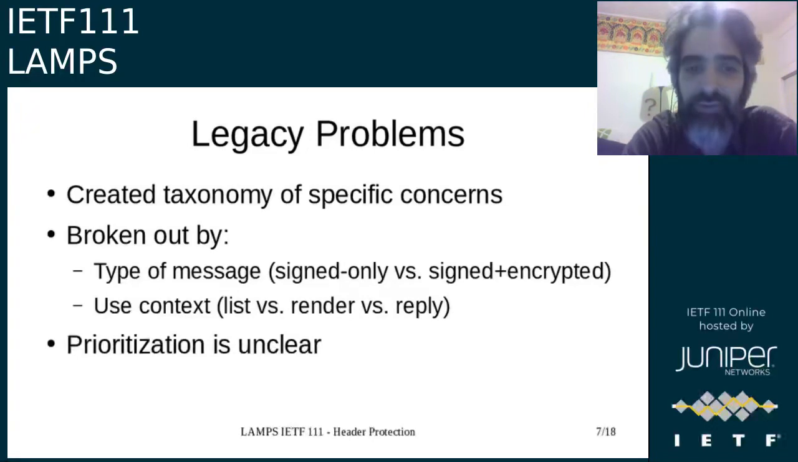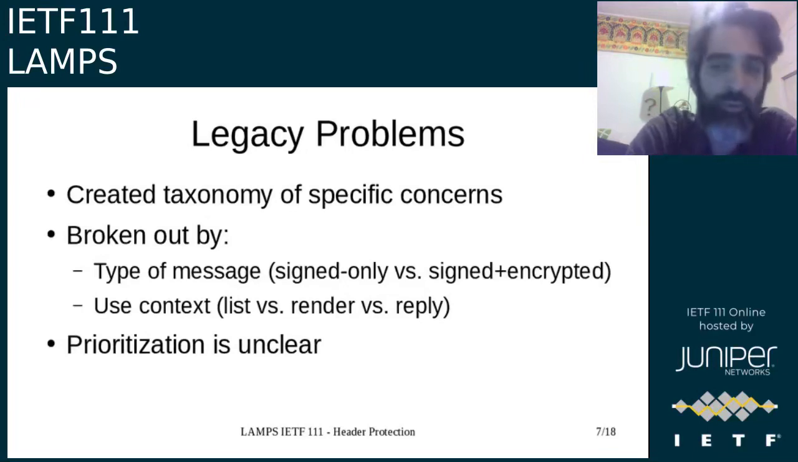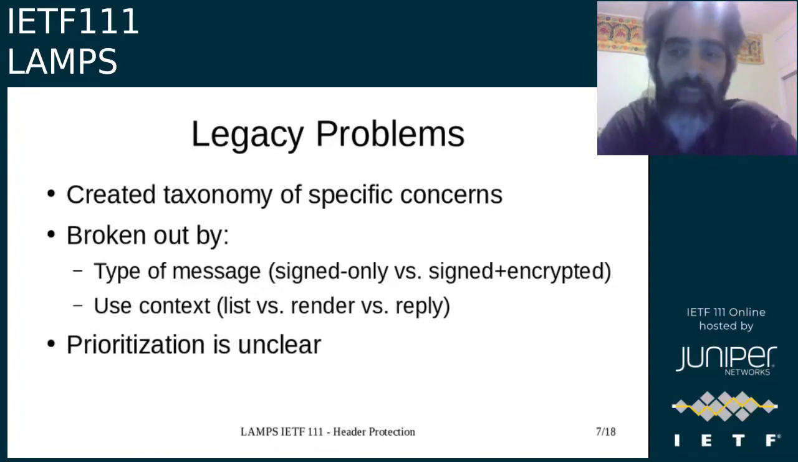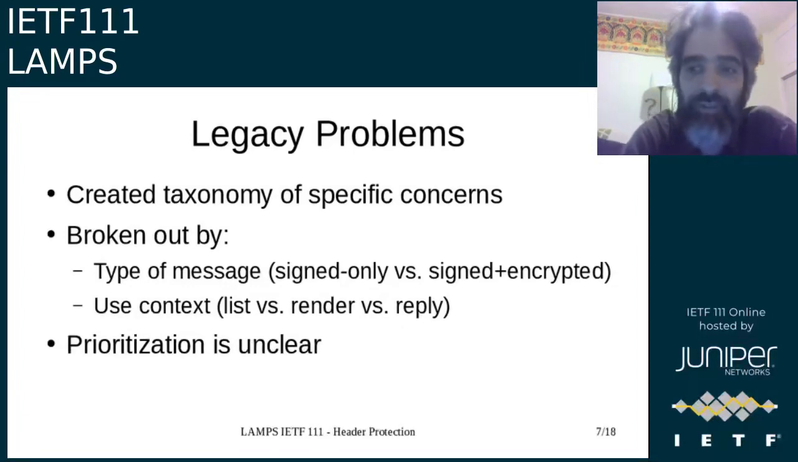We did not try to prioritize those things. We didn't say this one is worse than that one. And you may find that for some legacy clients, there's no good outcome. There's no way to have a legacy client that solves all of them. You basically have to implement the draft to solve all of them. That's hopefully a good thing. This list of problems could maybe be used by an implementer who wants to verify that their user agent is compliant. We've broken out those problems by the type of message, signed only versus signed and encrypted, and by the context that the message shows up in the user agent.